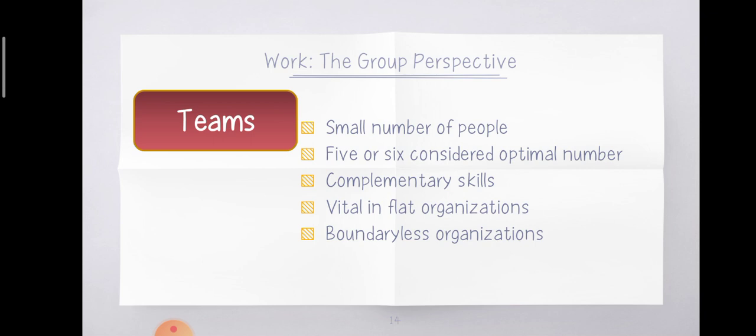The optimal number for teams is 5 or 6 members. Teams are generally found in boundaryless organizations that have flat organizational structures. Teams can vary significantly in size, from 2 to 80 members. So, pwede, as long as you can manage a particular team, it doesn't matter how many members there would be.